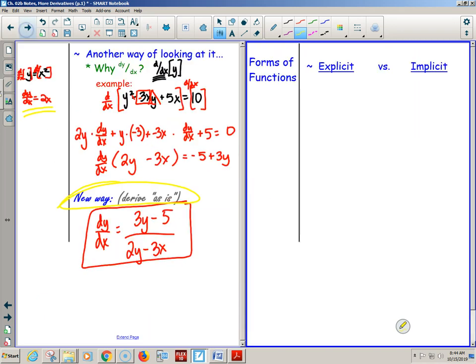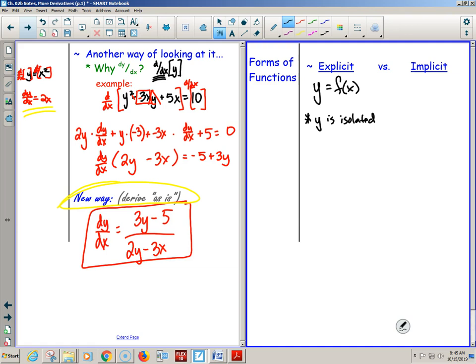Implicit differentiation means take a function that's implicitly stated, I apologize, and derive it as is. So for forms of functions, we have explicit ones that are like y equals f of x, aka y is isolated. And it's a function in terms of x or t or theta or whatever they want it to be.